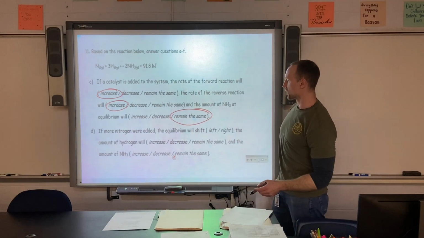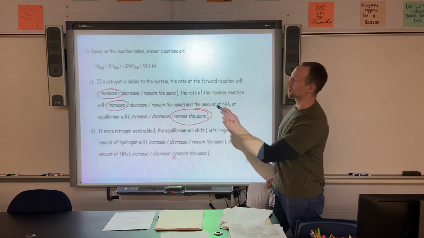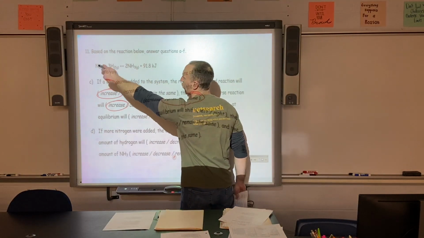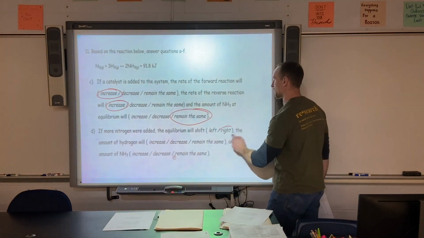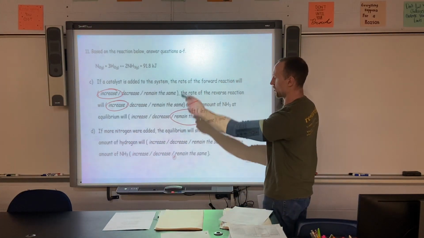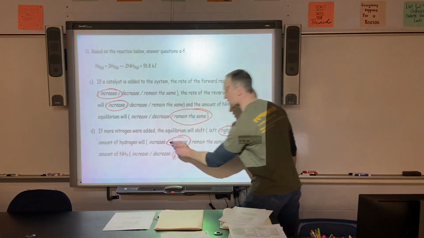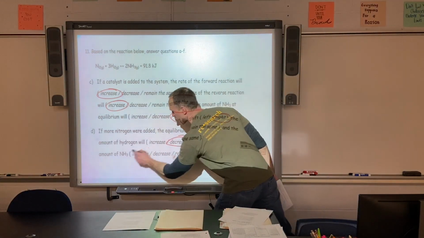D, if nitrogen were added, the equilibrium, so where's nitrogen? Away from what's added, so we're going to shift right, which means our reactants decrease and our products increase.